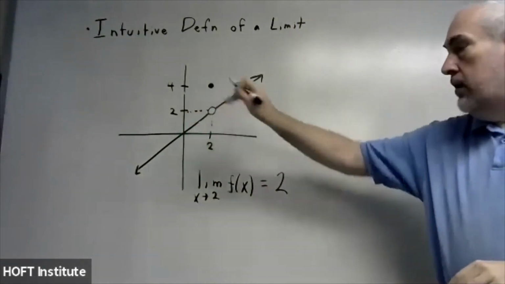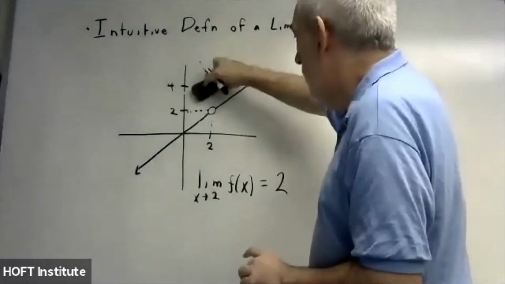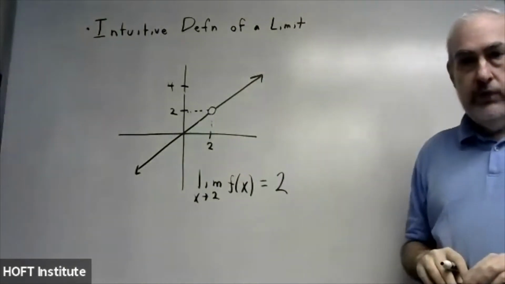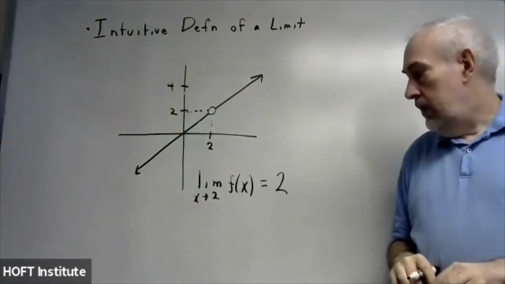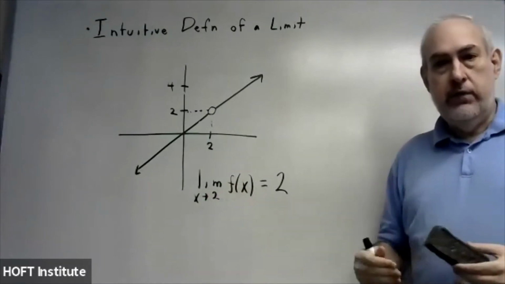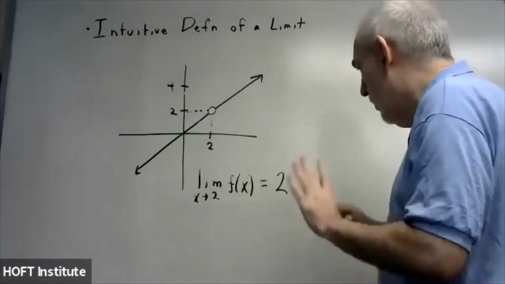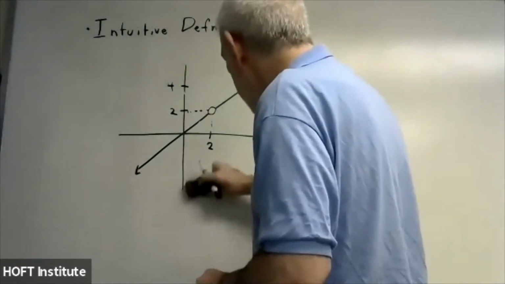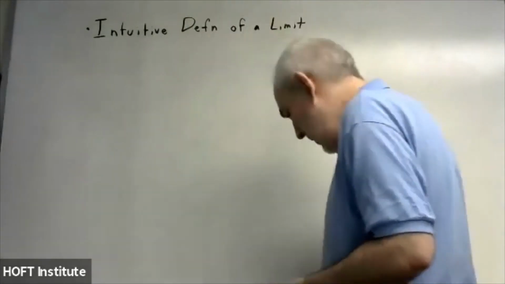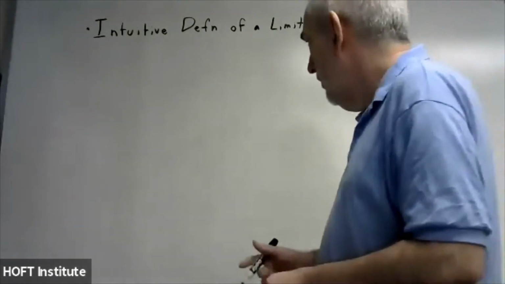Okay? It doesn't matter that the point is up there at 4. It wouldn't even matter if this point weren't there at all. This limit would still be 2. Okay? So it's where the function is heading towards as x is heading towards 2. That's a very intuitive, non-mathematical description of a limit. Okay, let's look at another couple of examples.